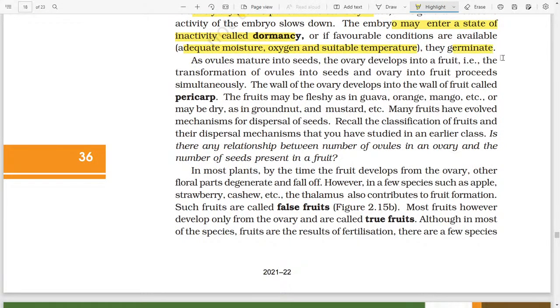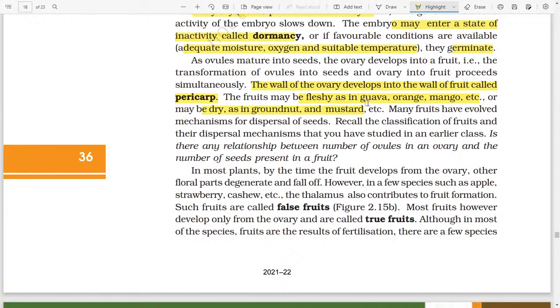As ovules mature into seeds, the ovary develops into fruit. That means the transformation of ovule into seed and ovary into fruit proceeds simultaneously. The wall of the ovary develops into the wall of the fruit called the pericarp. The fruit may be fleshy as in guava, orange, and mango, or may be dry as in groundnut and mustard. Many fruits have evolved mechanisms for dispersal of seeds. Recall the classification of fruits and their dispersal mechanisms that you have studied in an earlier class.